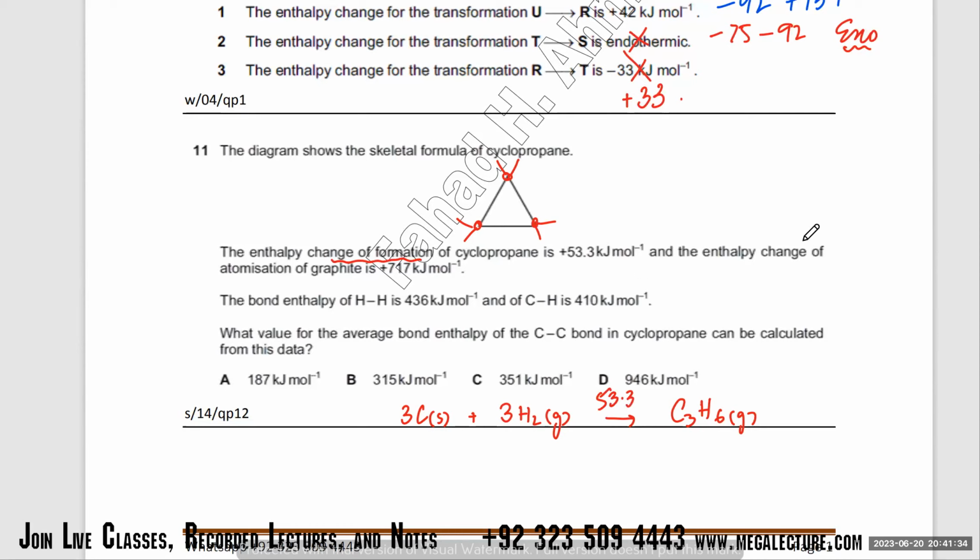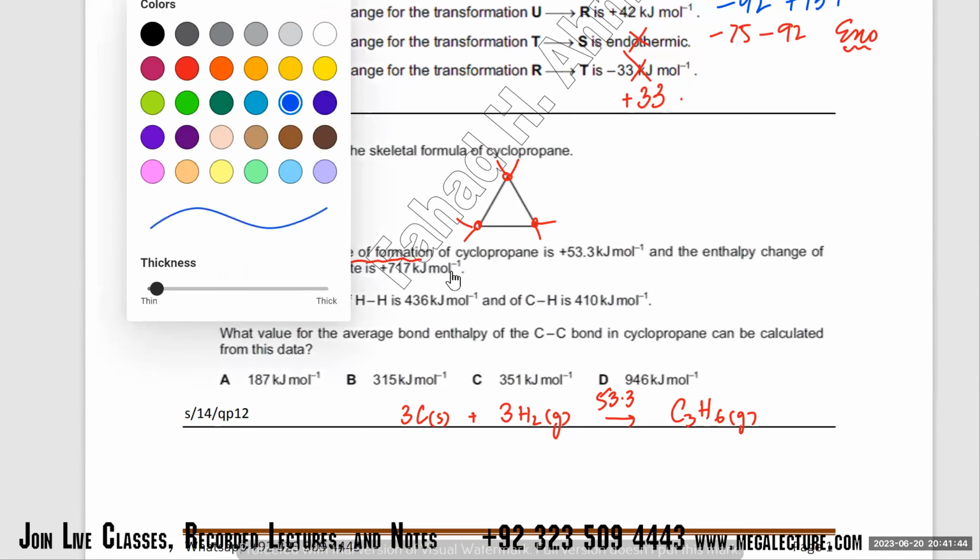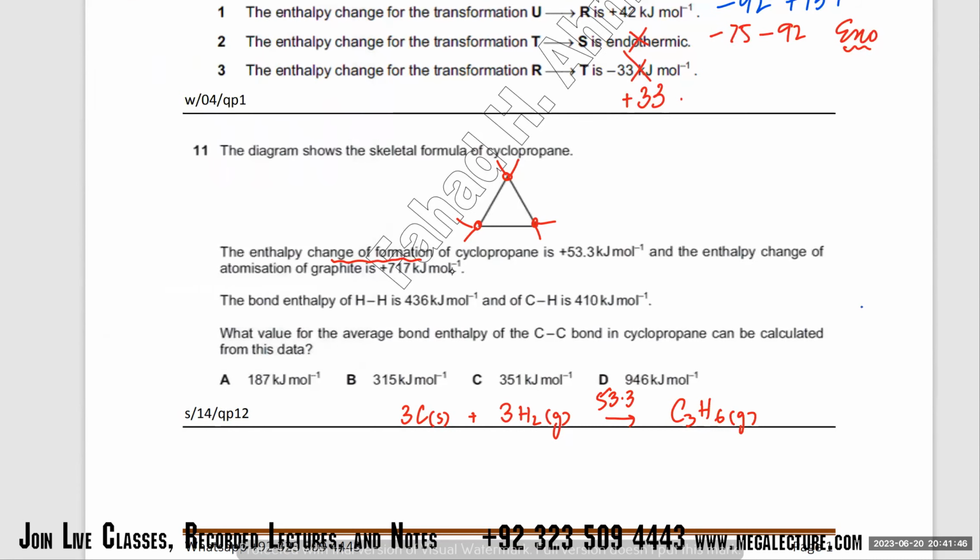Then he says the enthalpy change of atomization of graphite is 717. So I'm trying to construct a Hess cycle. What is enthalpy change of atomization of graphite? Graphite is carbon. Carbon को basically atomize करना है, ठीक है? You have to form atoms out of carbon. So I see carbon over here. I take this entire thing and I atomize carbon. Carbon atomization is you turn it into gas, into gaseous atoms, ठीक है?